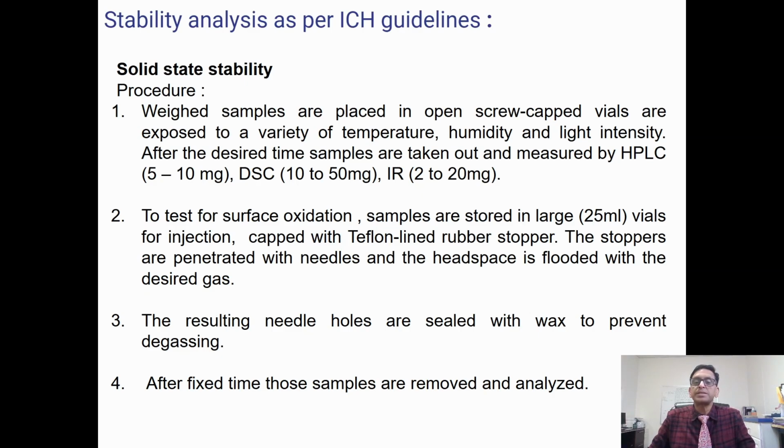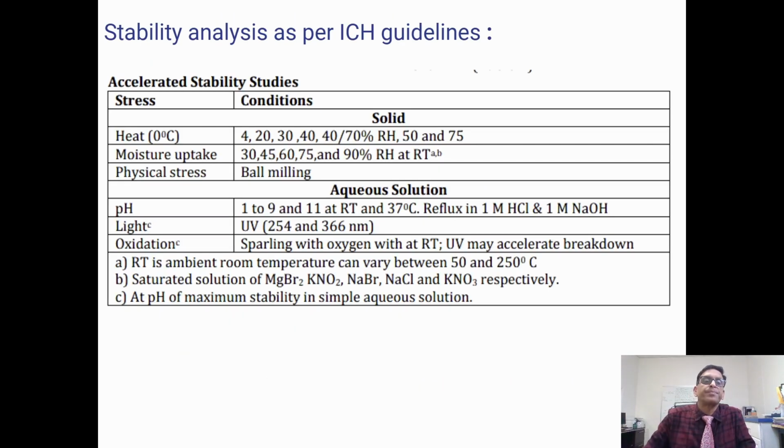To test surface oxidation, samples are stored in 25 ml vials for injection, closed with a Teflon lined rubber stopper. The stoppers are penetrated with needles and the headspace is flooded with the desired gas. The resulting needle hole is sealed with wax to prevent degassing. After a fixed time, those samples are removed and analyzed. This is the simple stability study protocol and the conditions as per ICH guidelines.